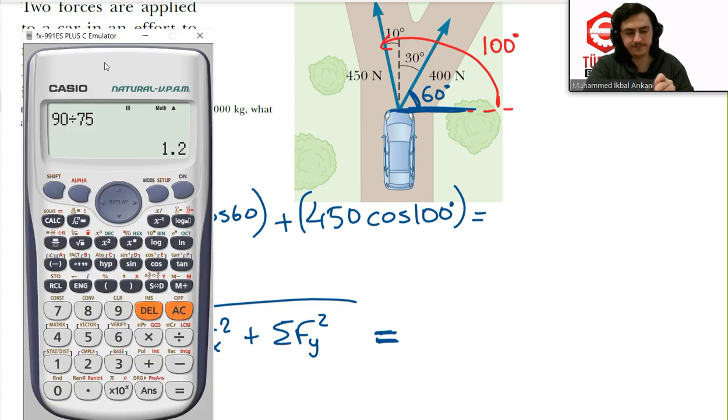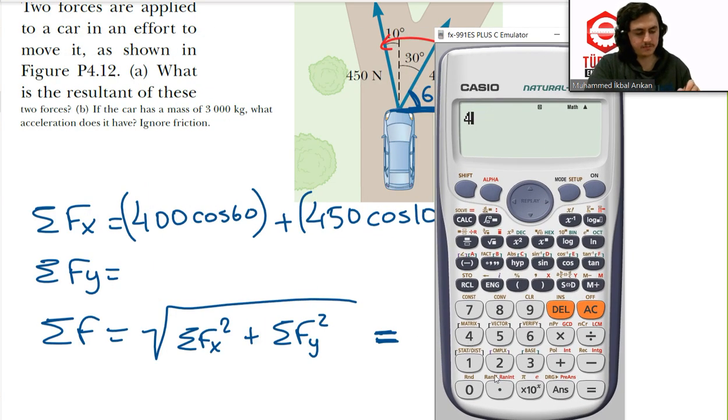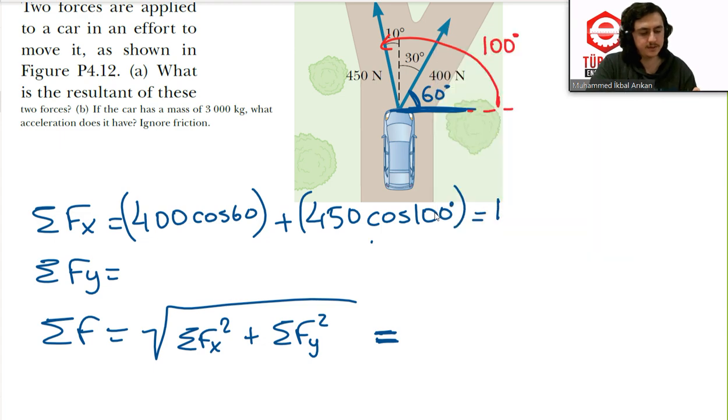Let's see. 400 cosine 60 plus 450 cosine of 100. So I will get 121.9 newtons. Actually, this must be equal to what? Mass times acceleration in x.